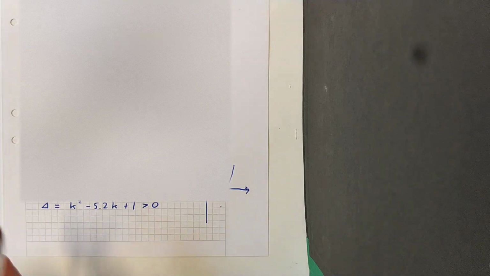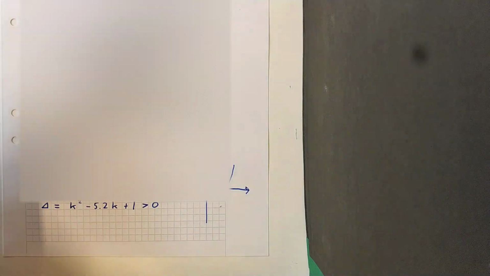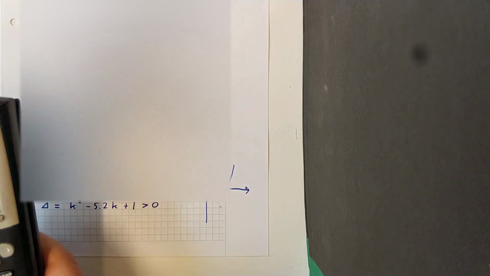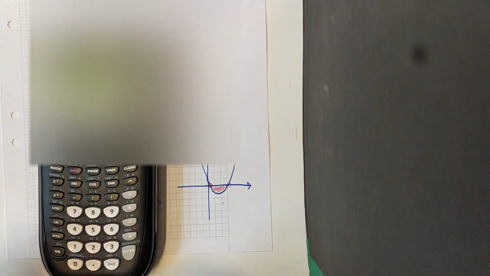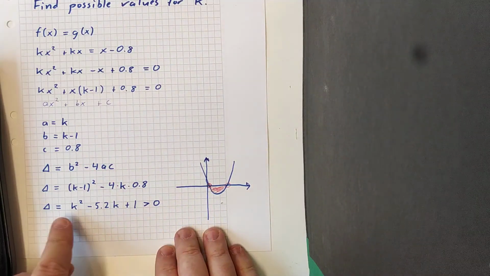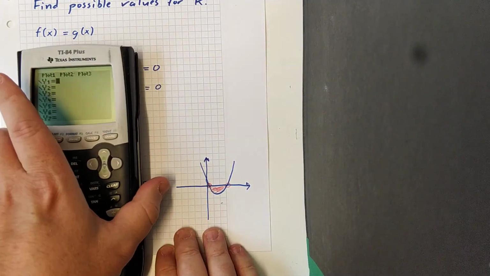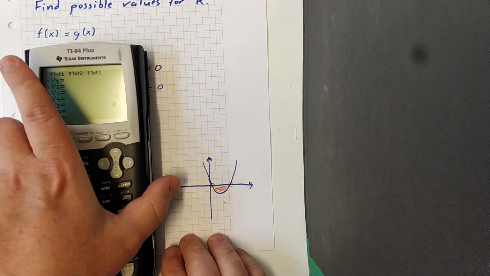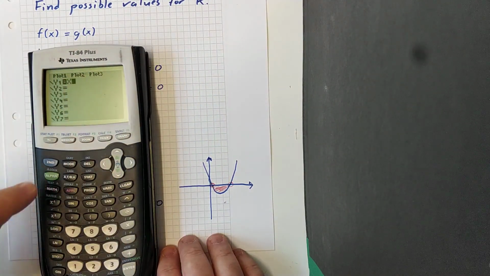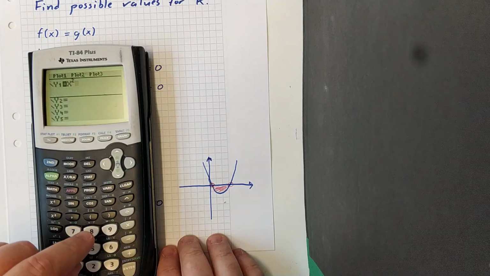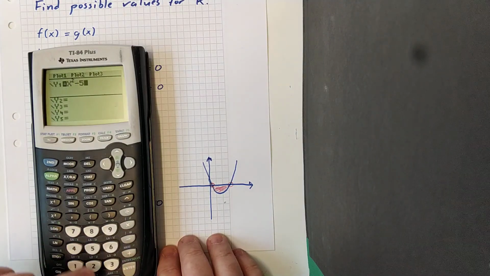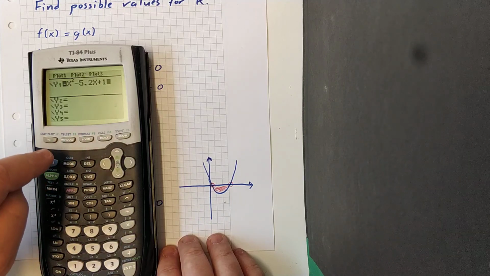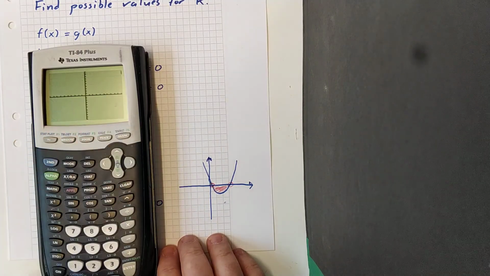And we can do that in two ways. One is to use a calculator. So we enter this function, and now I'm going to have to use x as a variable, which might be a bit confusing, but it's what it is. So we have x squared minus 5.2x plus 1, and we look at it.